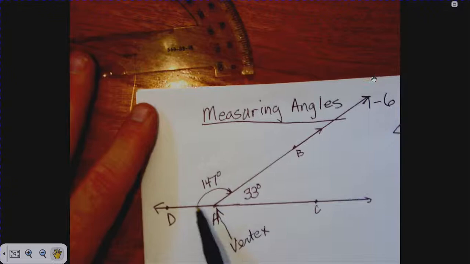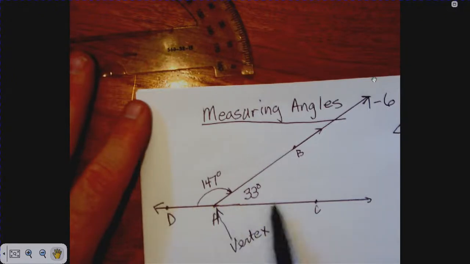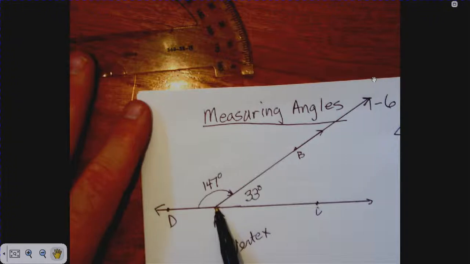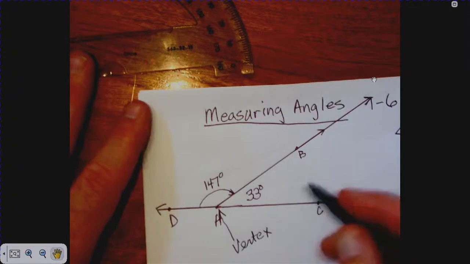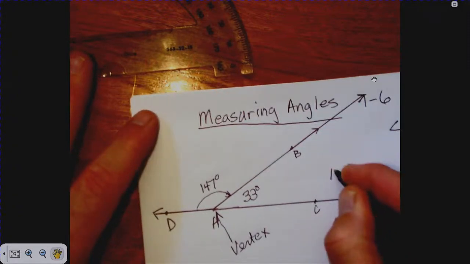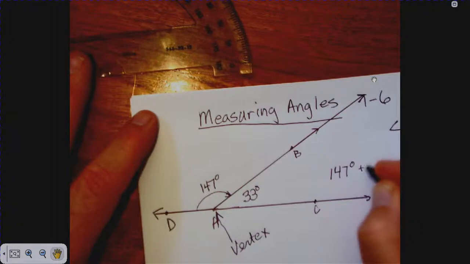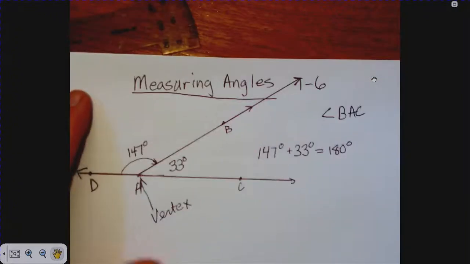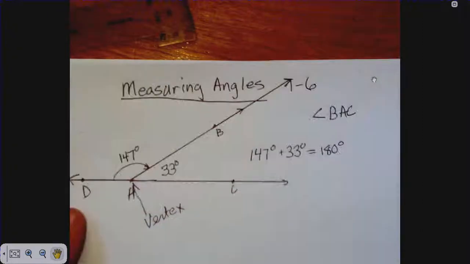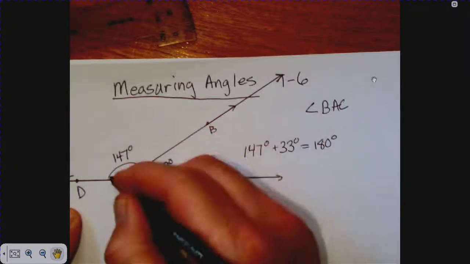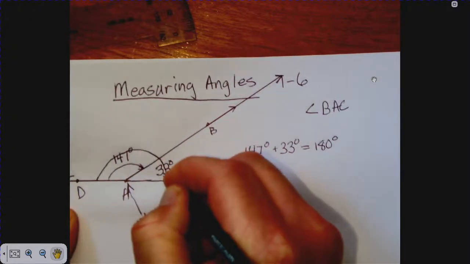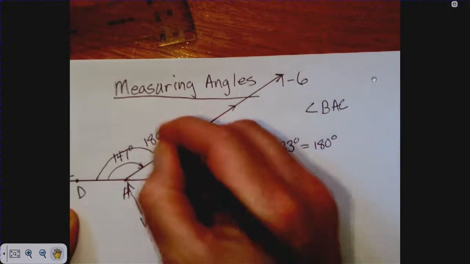You'll notice that I have a straight line here because these rays both have this common endpoint, and one goes straight out this way, one goes straight out this way. If I add these two angles together, 147 degrees plus 33 degrees is 180 degrees, and that's what I expect for what we call a straight angle. So this whole angle here is 180 degrees, and it's called a straight angle. We're going to name angles a little bit more later.